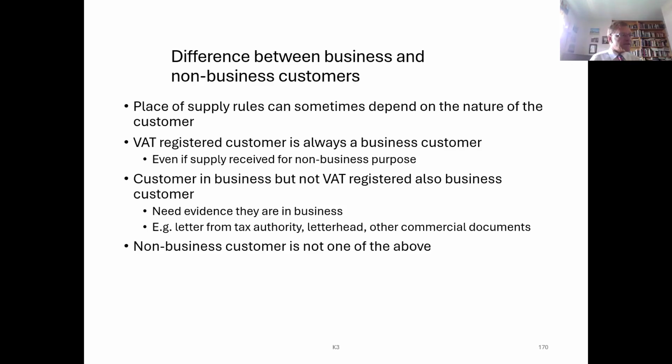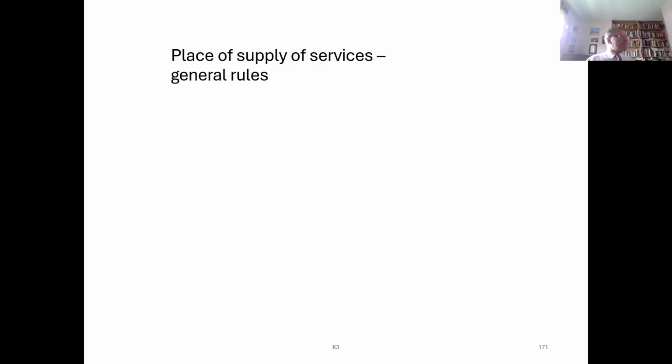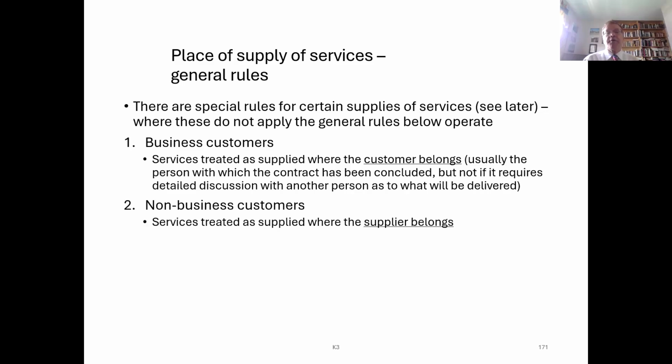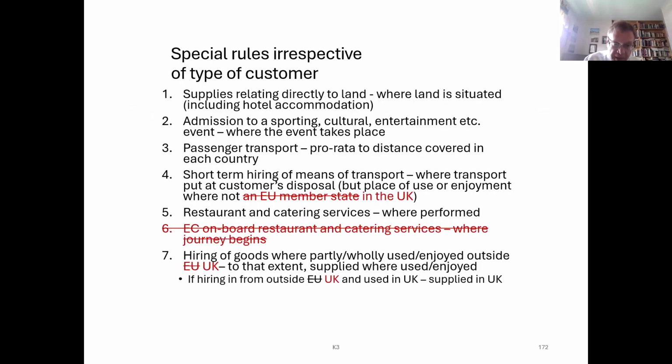A non-business customer is one who's not of the above. In terms of the place of supply general rules, there are special rules for business customers. Services are treated as supplied where the customer belongs, usually the person with whom the contract has been concluded, but not if it requires detailed discussion with another person as to what will be delivered. For non-business customers, services are treated as supplied where the supplier belongs.